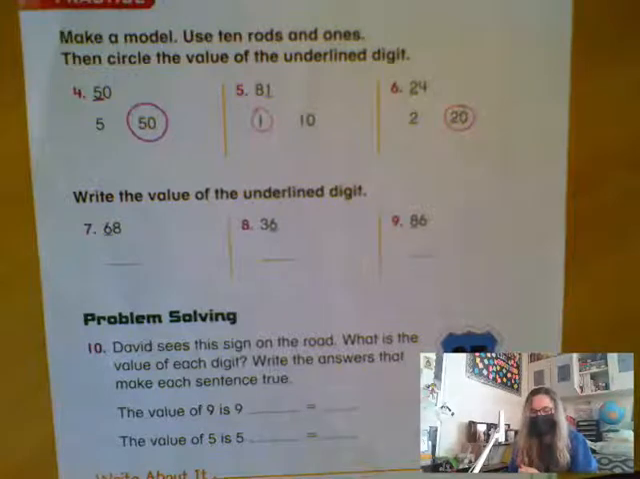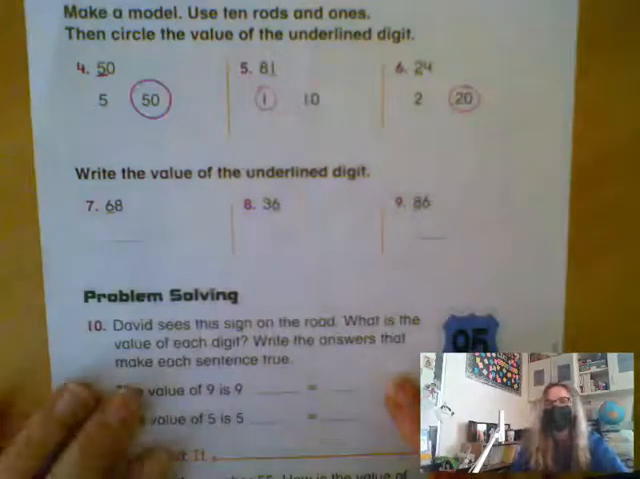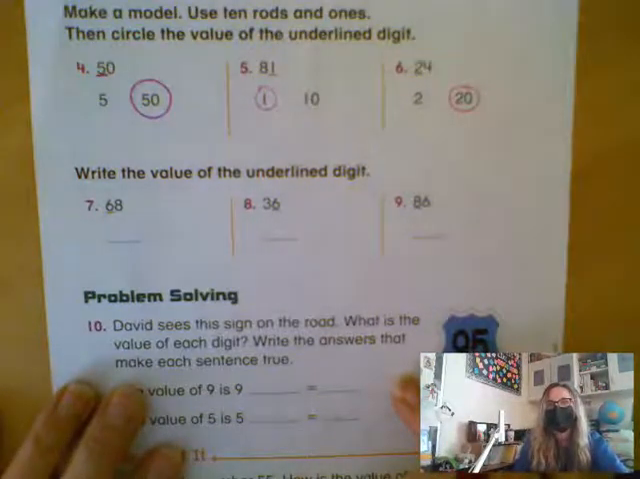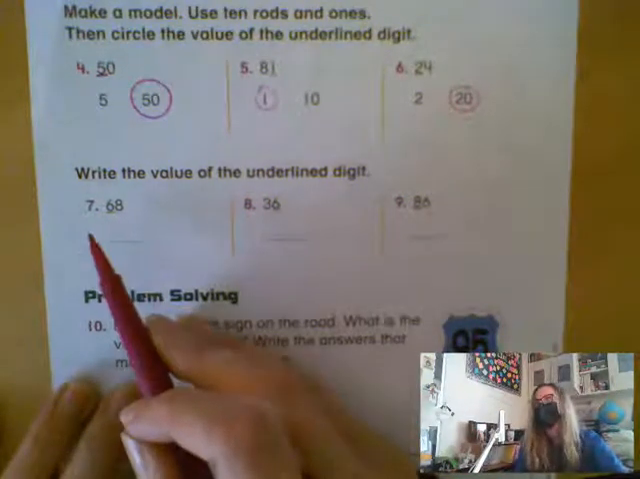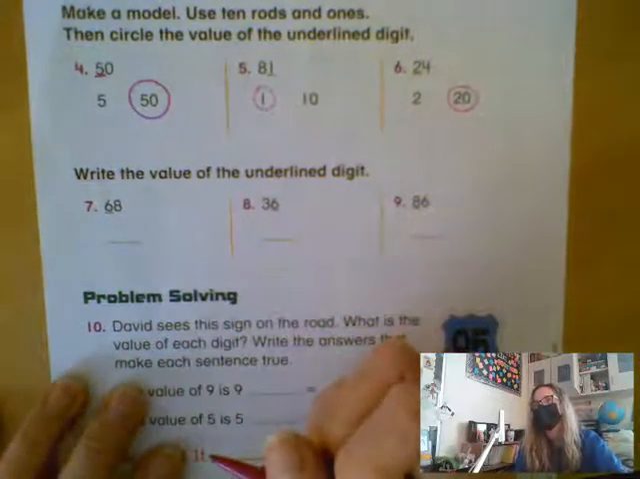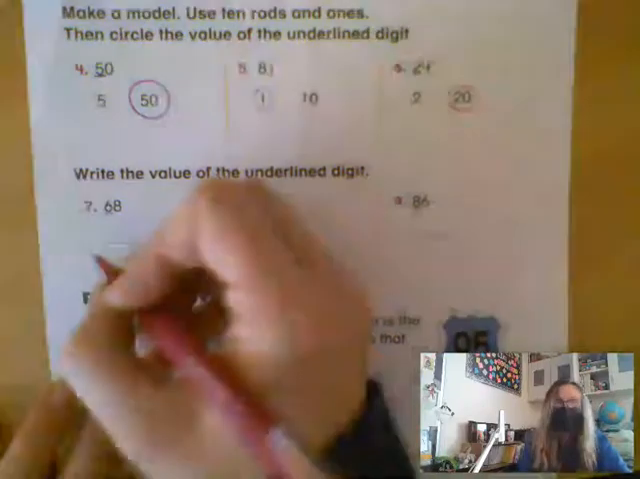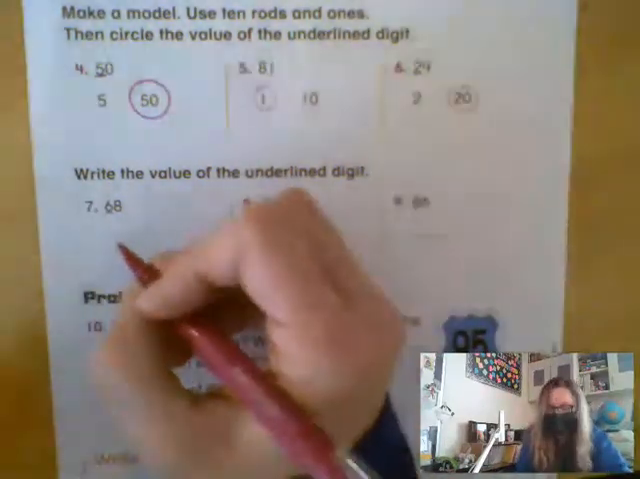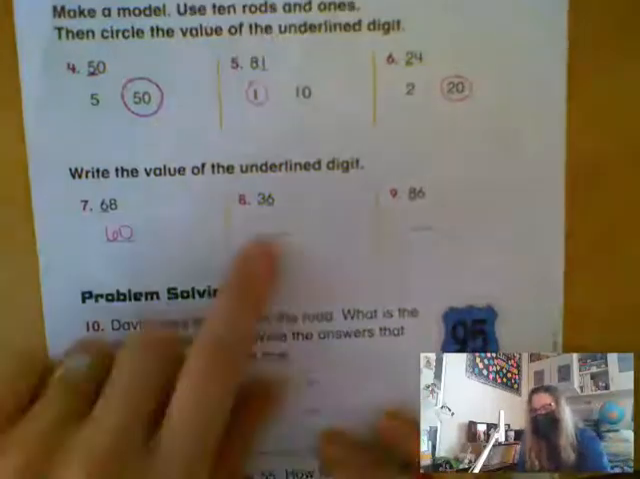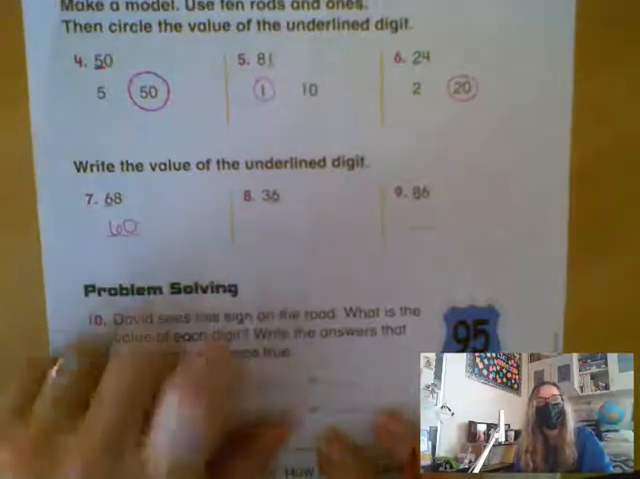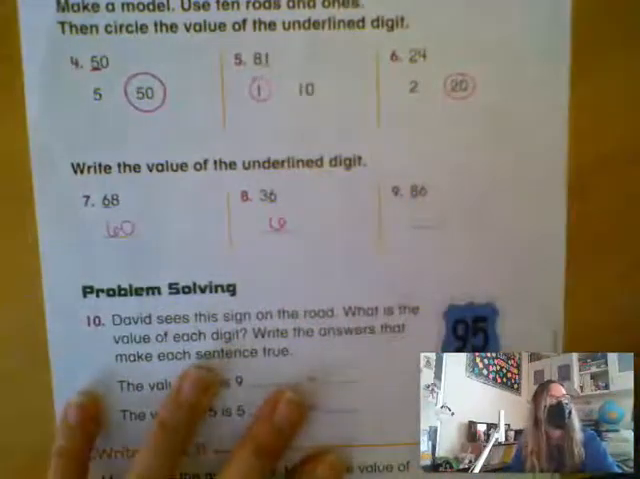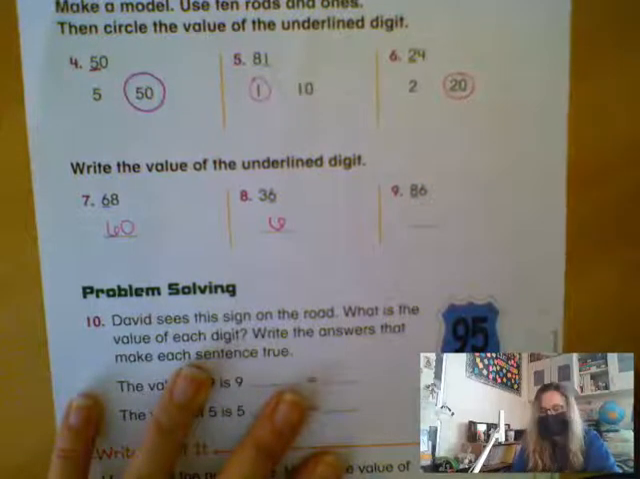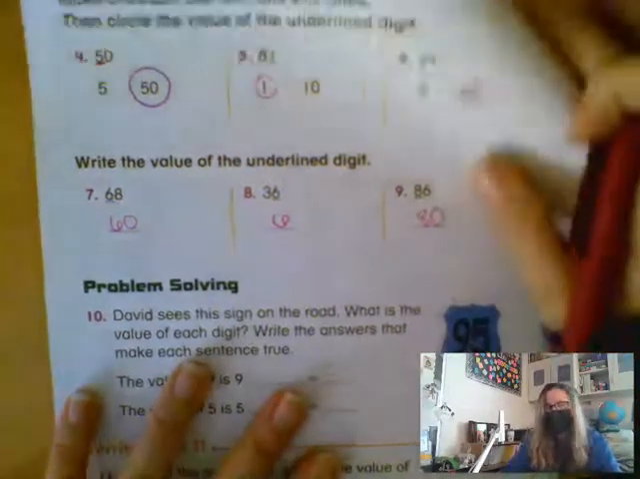All right, let's see. Down number 7. Write the value of the underlined digit. Amelia, what is the value of the 6? It's 68. So how much? What is the value of the 6? 60. And when you say the number 68, you can hear it. 60. So what is its value? 60. 36. Beckett, what's the value of the 6? 6. You got it. And Blake, 86. What's the value of the 8? 80. Good job, sweetheart.